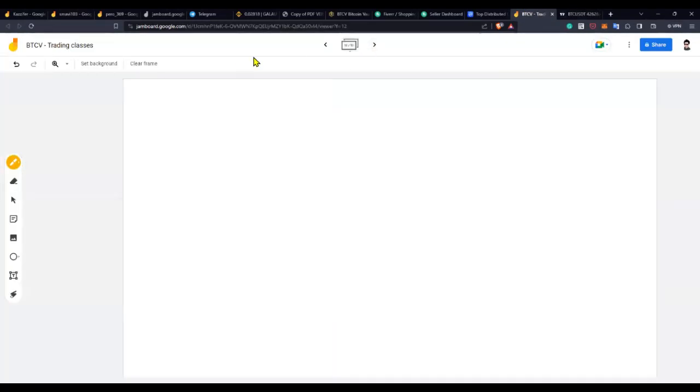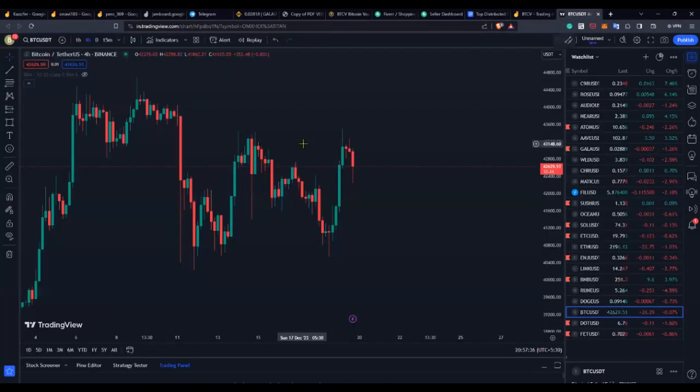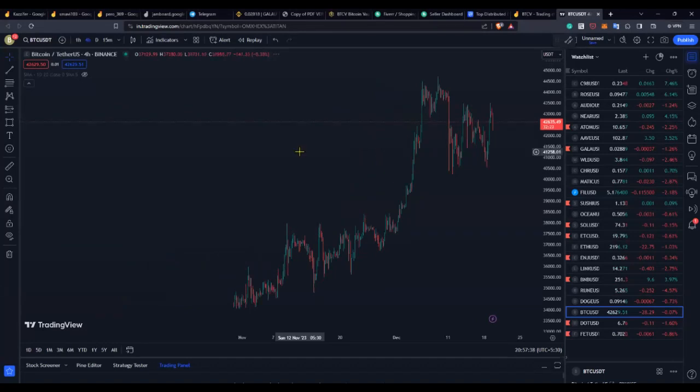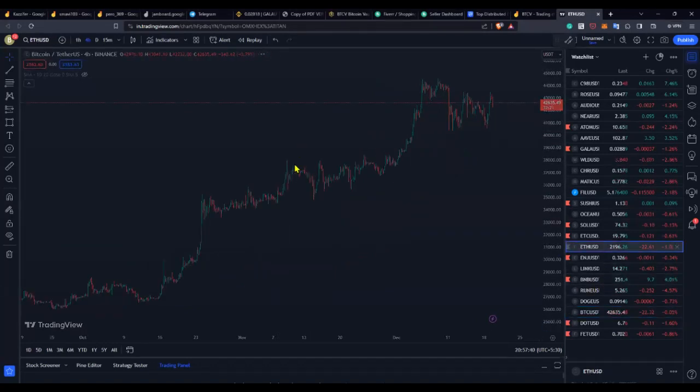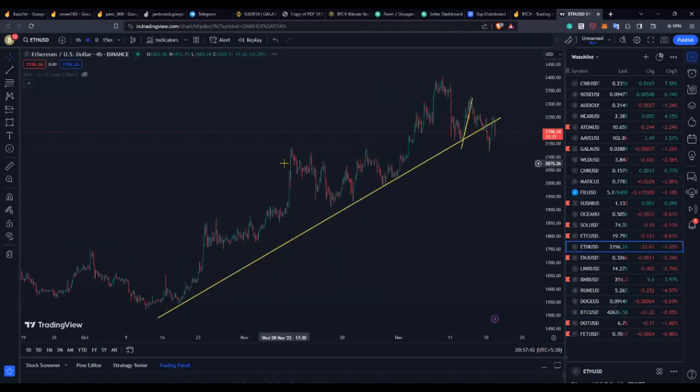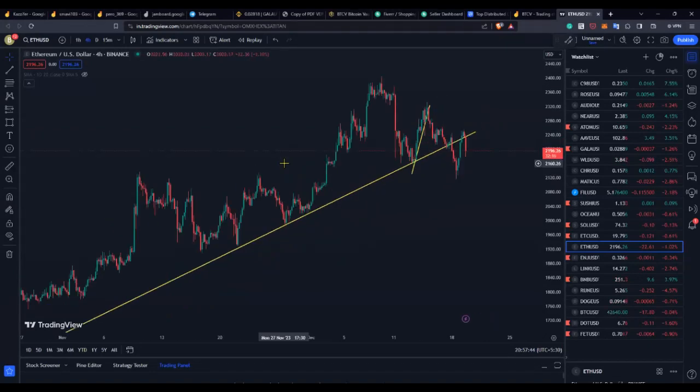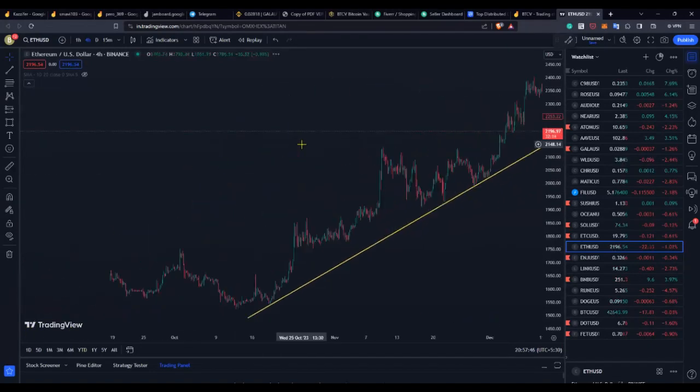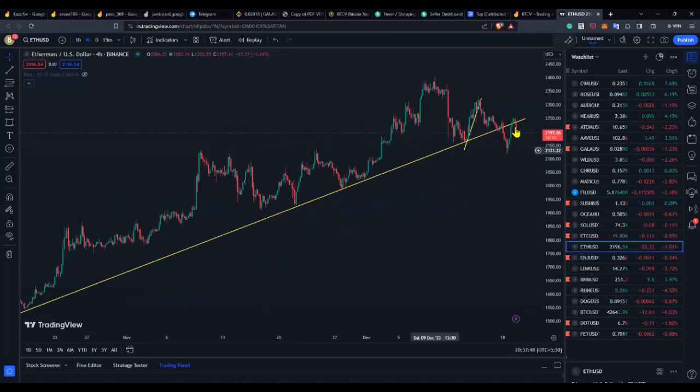So yeah, now let's try to draw some trend lines. We have discussed it. We now know how to draw, and what a trend line is. So let's try to draw some trend lines. Now you can clearly see I have a trend line right here. You can clearly see how I draw it.